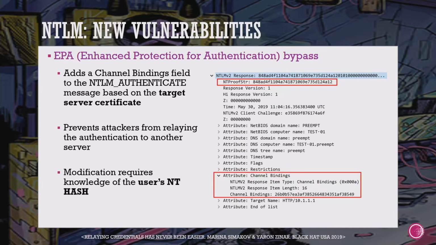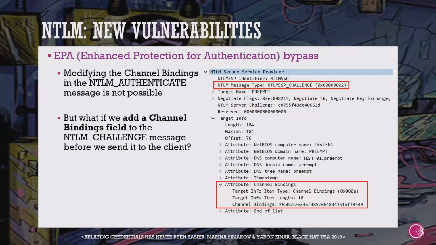Let's see what we can do. Let's look at the NTLM challenge message. We know that when a client receives an NTLM challenge, it echoes the fields in that message and puts them inside the NTLM authenticate. So what happens if we compute the channel binding required in order to bypass EPA in advance, based on public values of the certificate, and inject it into the NTLM challenge? What would the client do?